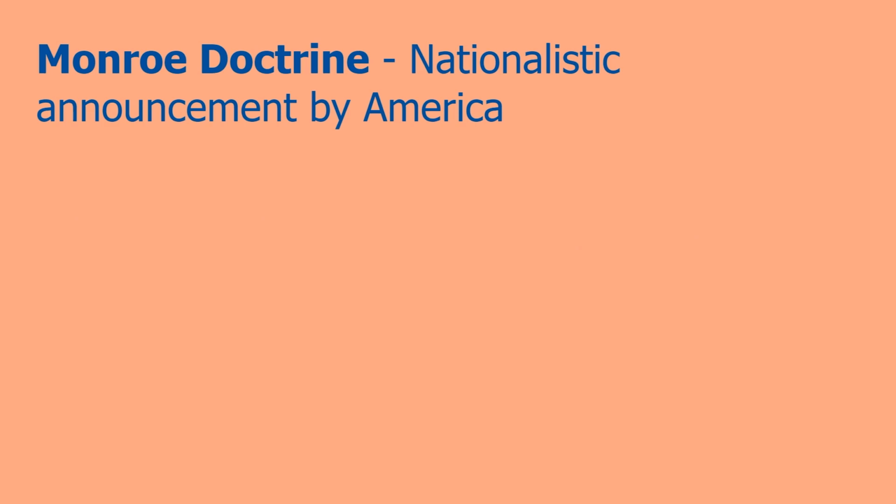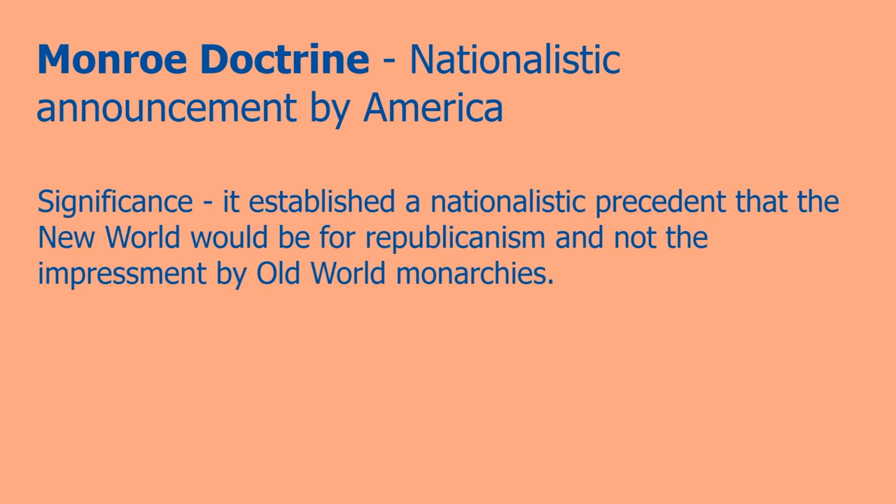Monroe Doctrine, nationalistic announcement by America. It established a nationalistic precedent that the New World would be for republicanism and not the impressment by old world monarchies. So basically what the Monroe Doctrine stated was that America was in control of the Western Hemisphere and it would not fall into any sort of influence or control by the old world and the European powers. This didn't really establish anything in terms of laws or actual policies, but it was purely a symbol for American power.